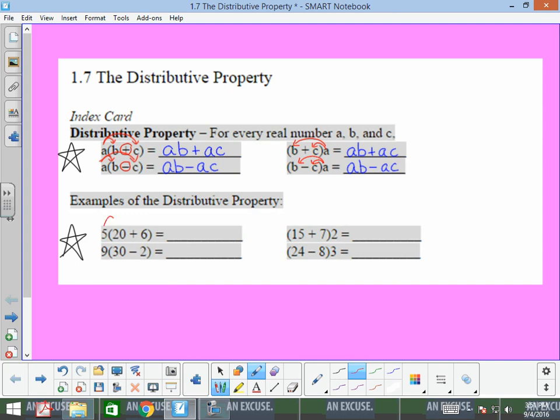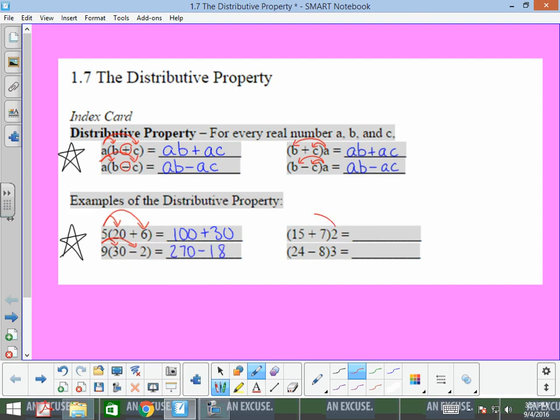We're multiplying 5 times 20 and then 5 times positive 6. So that's 100 plus 30. Now we're not going to simplify just yet. We will get to that in just a moment. Here we're multiplying 9 times 30 and then 9 times negative 2. So that's 270 minus 18.